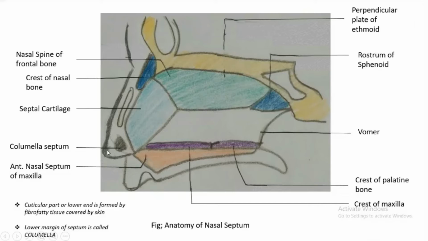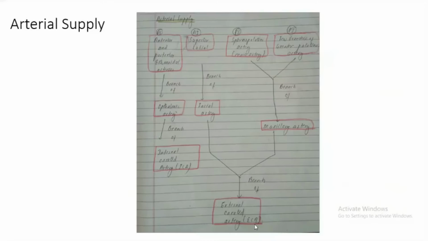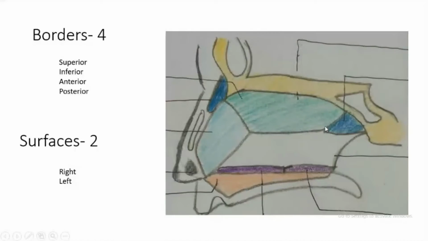And here we can see this part. This is the columella, and the columella is the lower margin of the septum. This lower end we call the cuticular part because it is covered by skin. So this is the basic formation of the nasal septum. And regarding borders, as we can see in the diagram, it has superior, inferior, anterior, and posterior borders. And regarding surfaces, as discussed before, it is the partition between the two nasal cavities, so it has right and left surfaces.